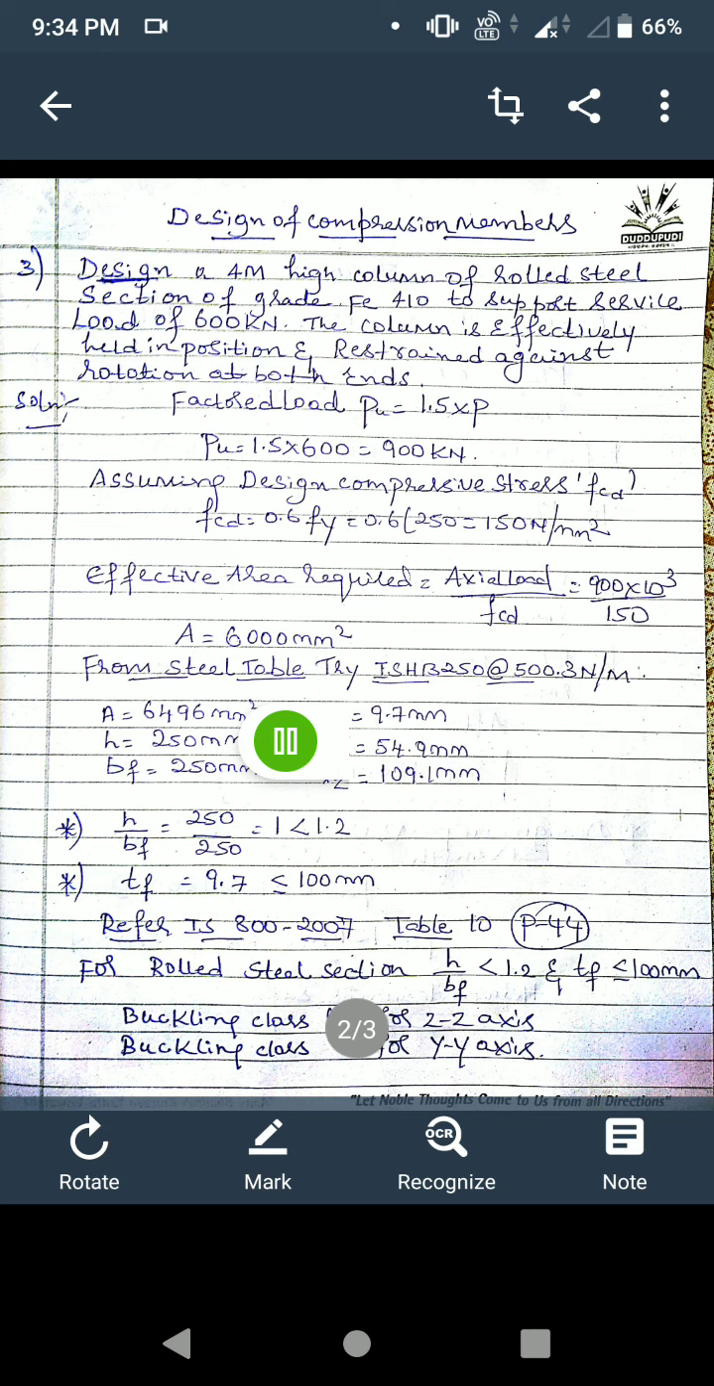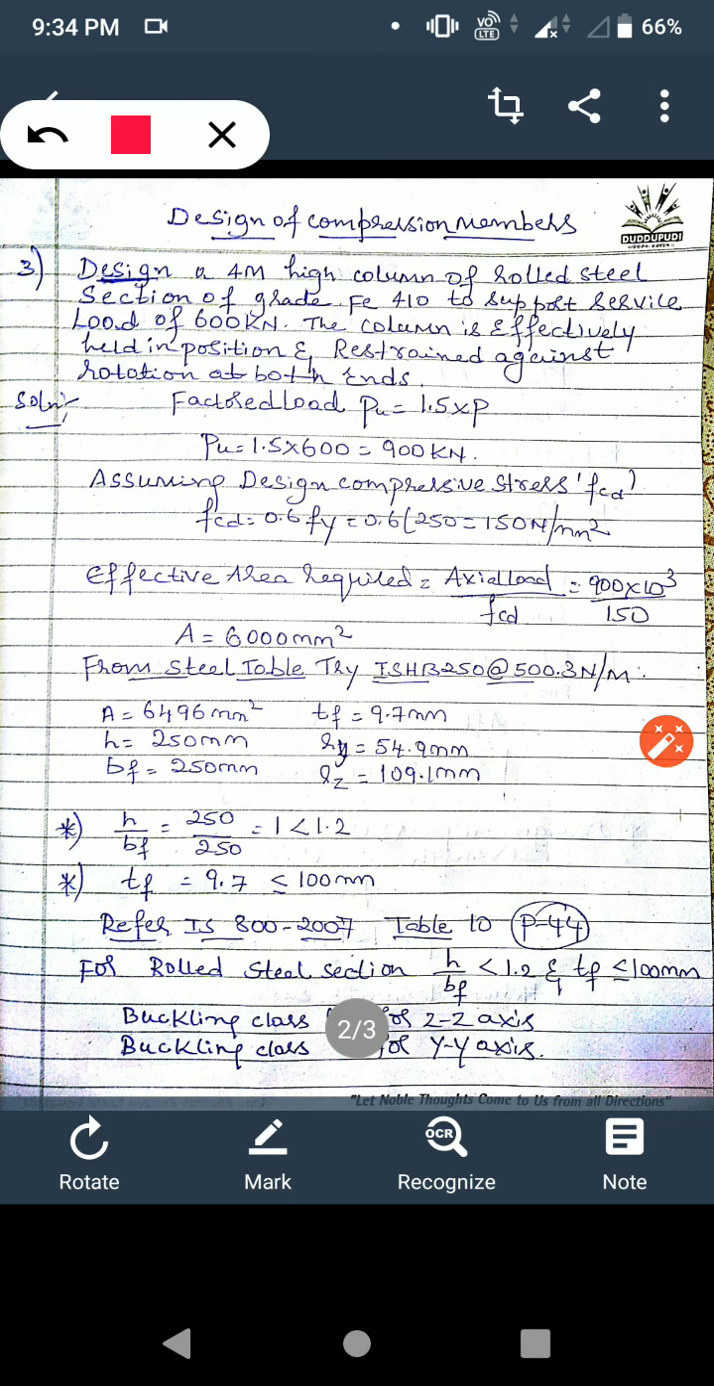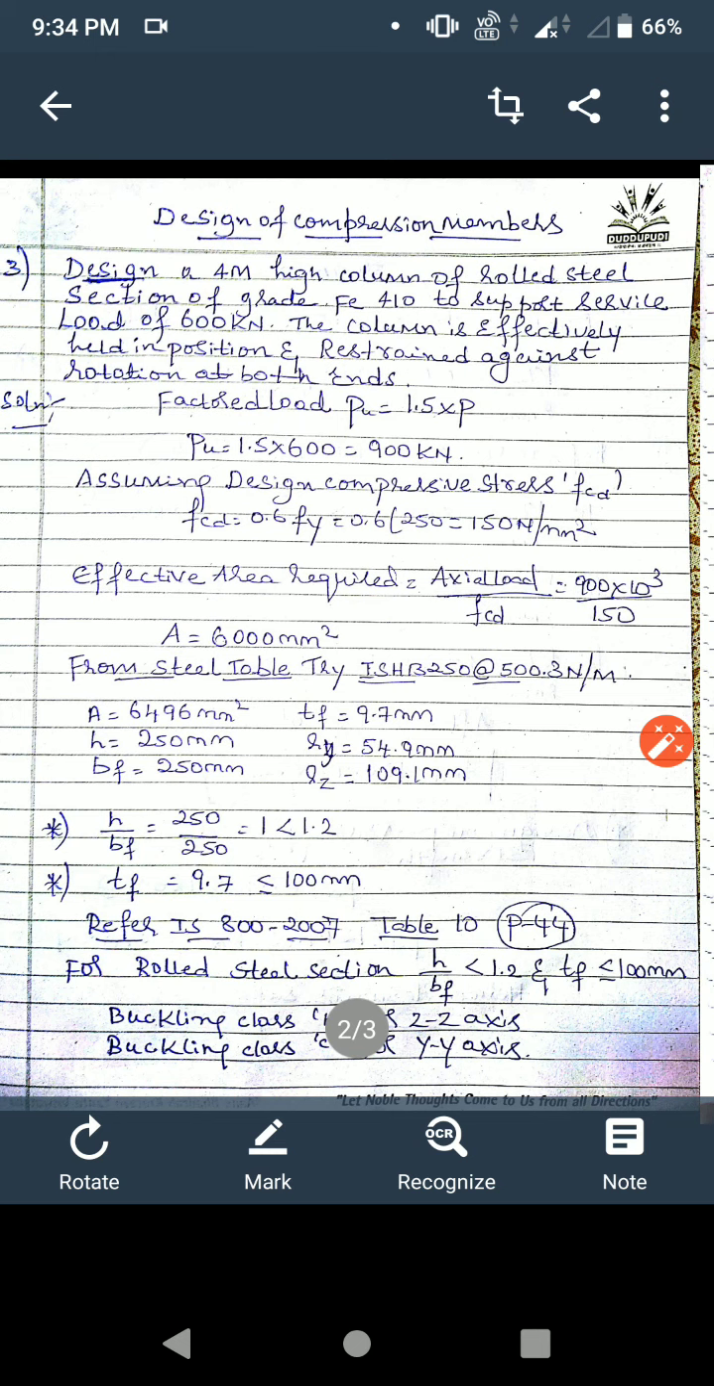Now how to select a section from the steel table? We have to select a section in such a way that the area of the section selected should be greater than the area we required. So the area required is 6000 mm². I have selected a section of area greater than 6000, that is 6496 mm². So any area greater than 6000 mm², you can select a section. From the steel table I have tried ISHB 250 at 500.3 N/m, and the area is 6496 mm².